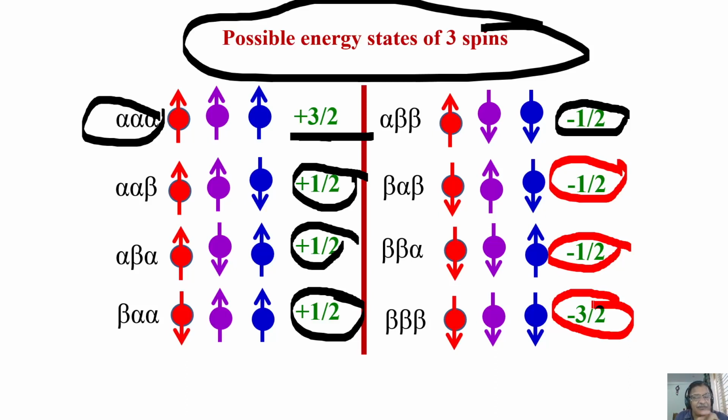So when there are 3 spins coupled among themselves, the possible energy states are 2 cubed. There are 8 possibilities. You can see. Now, which are the states which have same energy? Which are the states which have different energy? For example, this state and this state all are plus half. They have same energy state. Remember, all are plus half, plus half, plus half. Same energy state. This is 3 by 2. This is a different energy state.